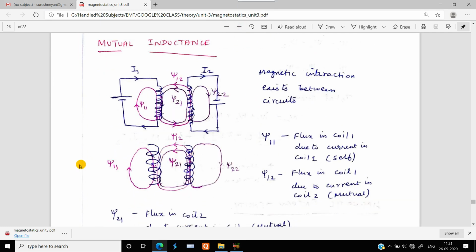You can see here that the current is going to flow in this direction, and in the second coil the current is flowing in this direction. Since I1 and I2 are going to enter into the negative side of this battery, we are representing I1 and I2 as entering into the negative side of the battery. That is going to be a common representation of the current in any of the magnetic circuits.